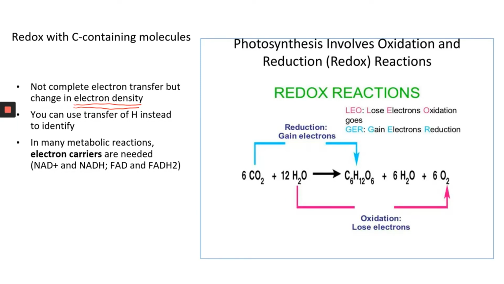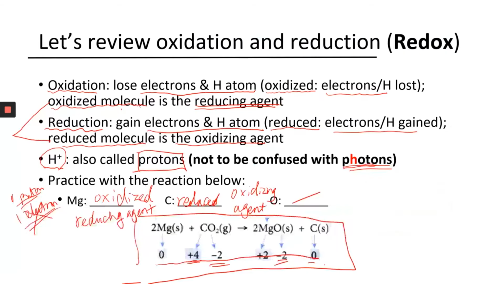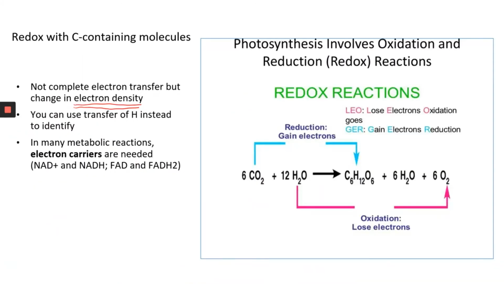All right, now it's kind of hard to tell the change in electron density, right? Because now you don't have these numbers. So what you can do is use the transfer of hydrogen to identify which one is oxidized and which one is reduced. All right, so let's practice with this chemical reaction. This is a photosynthesis reaction, which we're going to see a lot.